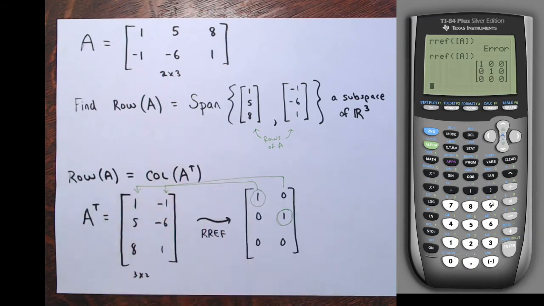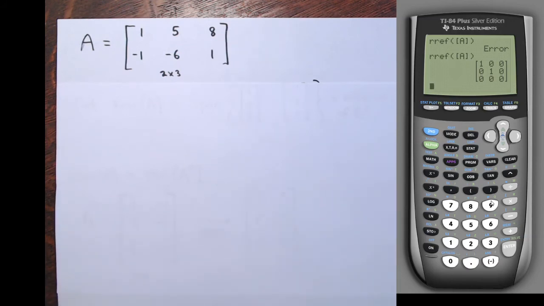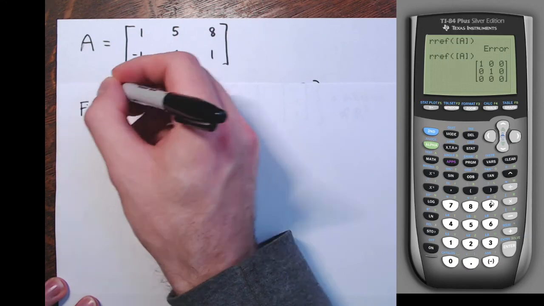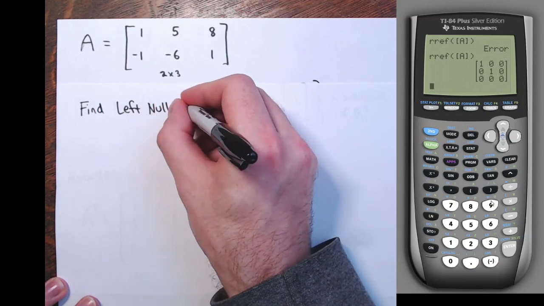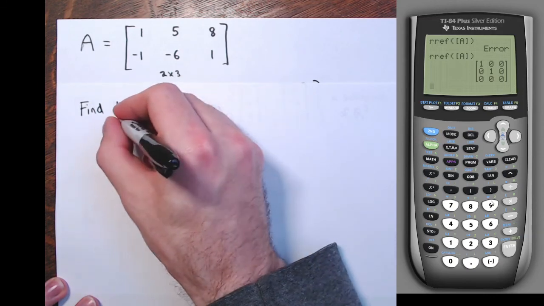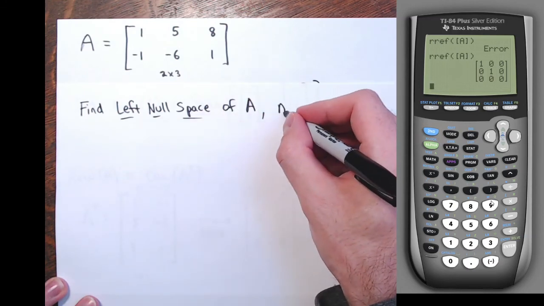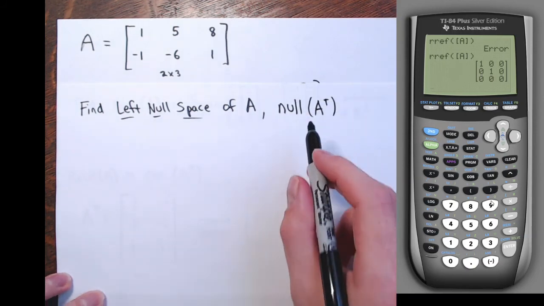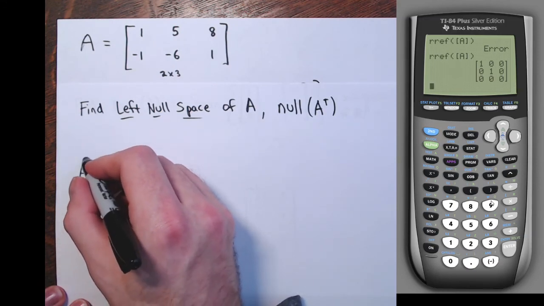All right, now let's find the left null space of this same matrix. Say we're asked to find the left null space, not just the null space, but the left null space of A. Now, this is denoted as the null space of A transpose. So even in the notation, they're kind of telling you what to do. So just look at A transpose again.